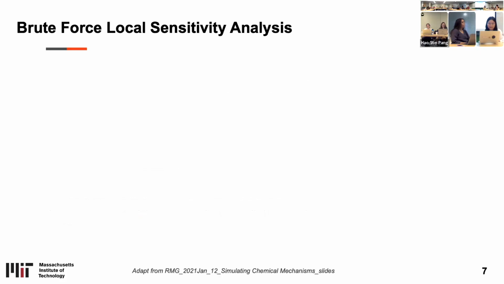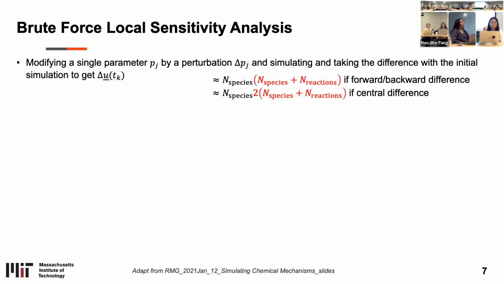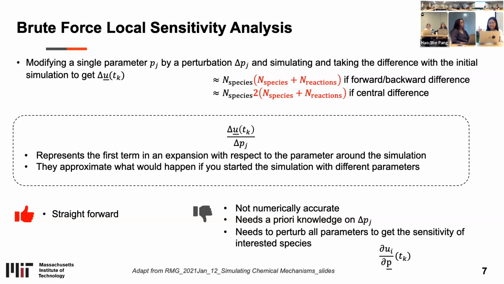Now we're going to talk about different ways to do sensitivity analysis. The first one is quite commonly used, but not necessarily the best: brute force local sensitivity analysis. You just apply a small perturbation to your parameter and simulate many times, and you use those values to calculate the sensitivity difference. You can use backward difference, central difference, and so on.